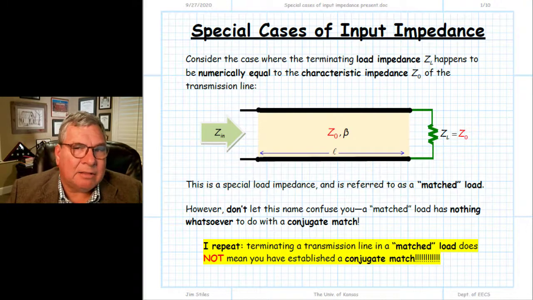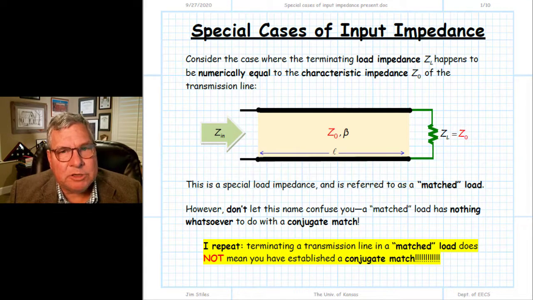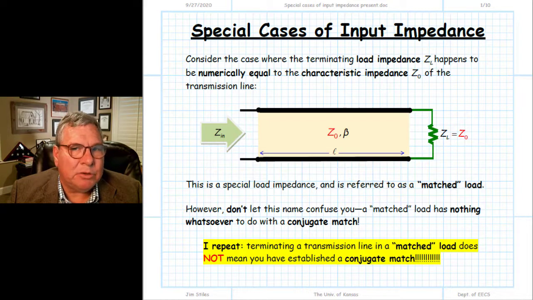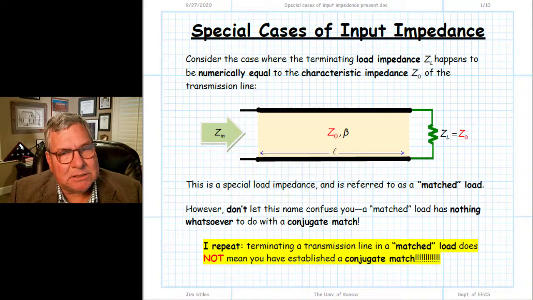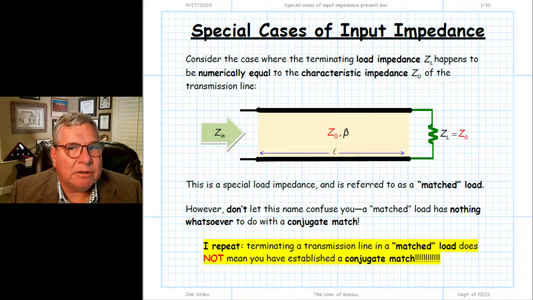We just found out that if we terminate a lossless transmission line in some arbitrary load impedance, the result would be an input impedance at the other end of the line that is likewise some complex number that's not equal to the load impedance itself. However, there are a few special cases where the relationship between the load impedance and the input impedance is interesting and important to know. And so let's look at a few of those.